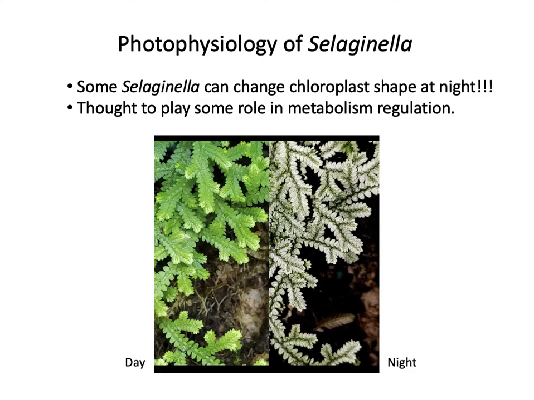Some Selaginella we've recently discovered can change its chloroplast shape at night, which is kind of amazing. It's thought to play some role in metabolism regulation, but here we can see a species during the day and at night. And here we can see at night the plant almost appears white. It has very little green pigment expressed.